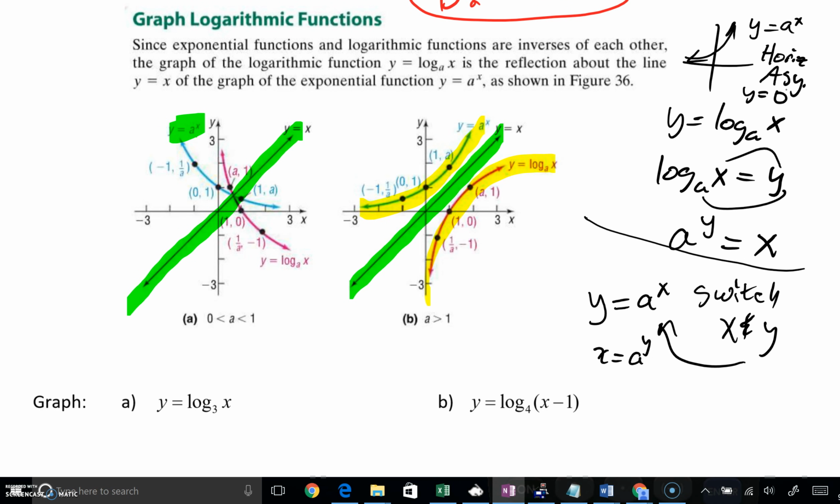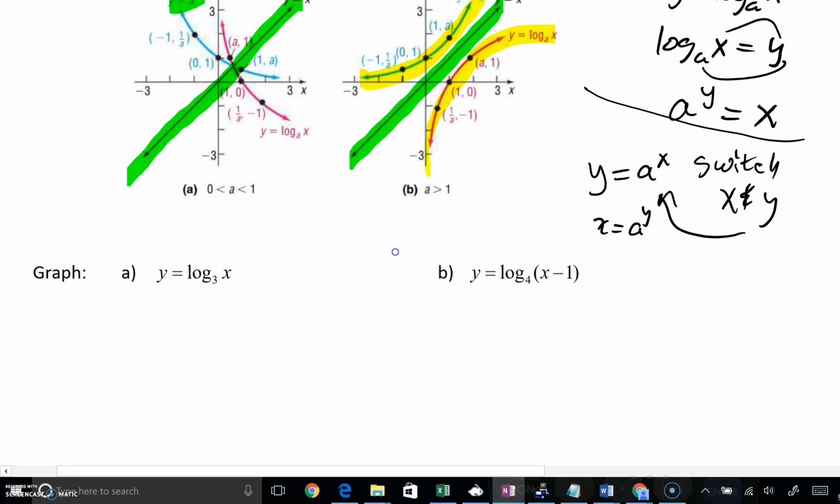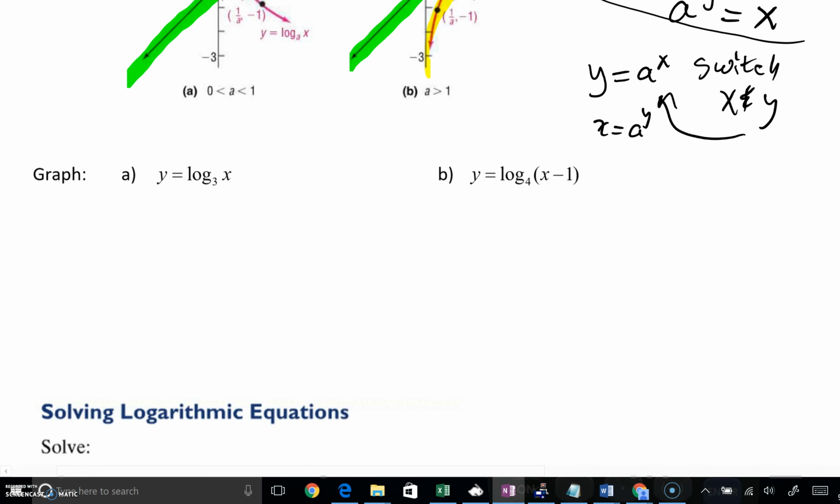So I'm going to show you how to quickly do some graphs here. And it looks like our video is going to be ending. So I'm going to have to make a new video for the rest of this lesson. And we'll be picking that up later.